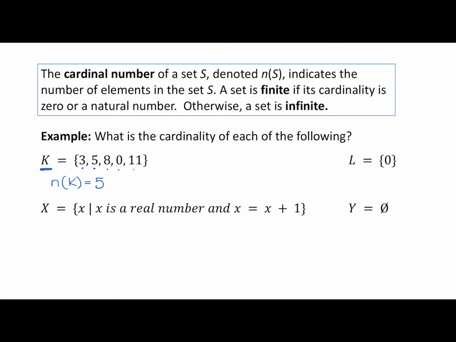Let's move to the right over here. L is the set containing 0. How many things are in set L? Well, there's just one thing, right? 0. So n of L is 1.